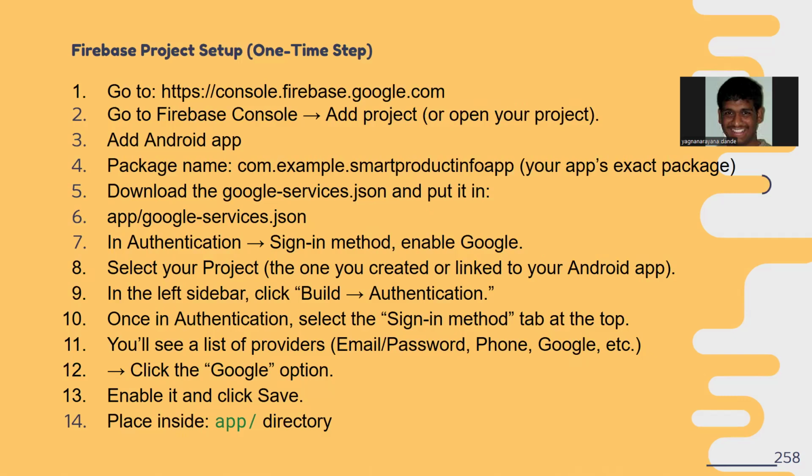So these are the steps. You can see I need to go to console.firebase.google.com. I've shown that you need to add a new project, then a new app, and make sure that your package name is exactly added as the app's package name. Then download the google-services.json. You need to put that into app/google-services.json. And in authentication, you need to enable Google sign-in and then sign in.